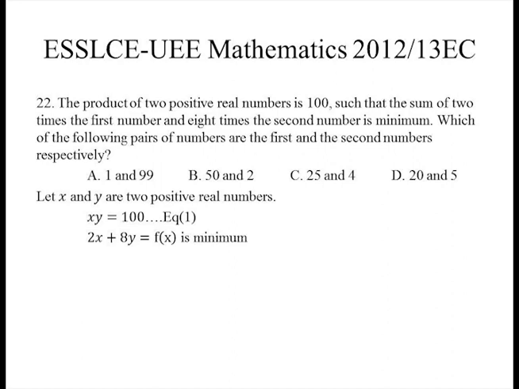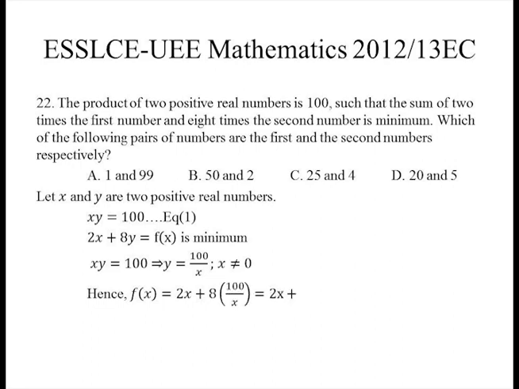From equation 1, let's rewrite y in terms of x as y is equal to 100 over x, provided that x is different from 0. Hence, f of x is equal to 2x plus 8 times y, meaning 100 over x, which is equal to 2x plus 8 times 100, which is 800 over x. The minimum is achieved at critical numbers. Critical numbers are those numbers at which f derivative of x is equal to 0 or f derivative of x doesn't exist. We know f of x is equal to 2x plus 800 over x.